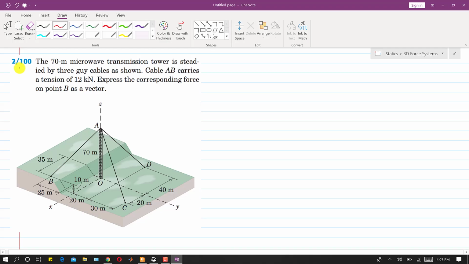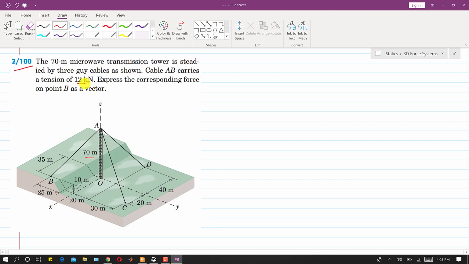Now we are going to solve this problem 200. So it is from 6th edition. In this problem it is said that the 70-meter microwave transmission tower is steadied by 3 guy cables, as shown. So this is the 70-meter OA transmission tower, right? And it is said that cable AB carries a tension of 12 kilonewton. So this cable carries a tension of 12 kilonewtons. It is said to express the corresponding force on point B as a vector.